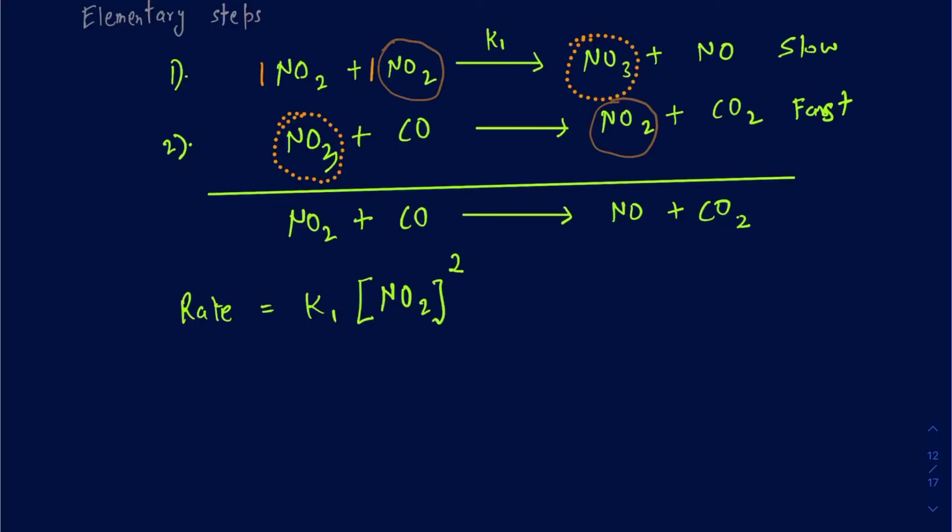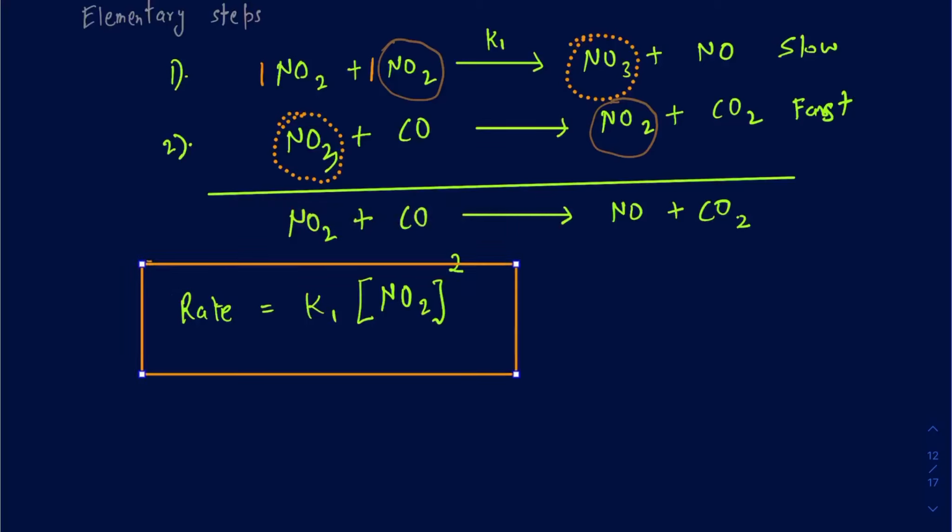However, when you're given the elementary steps, and in the elementary steps, focusing on the slowest step, you will be able to use the coefficients in the elementary steps as the powers. So that's why we use this as the power here. So this comes out to be NO2 to the power of 2. So that's going to be your rate law expression.